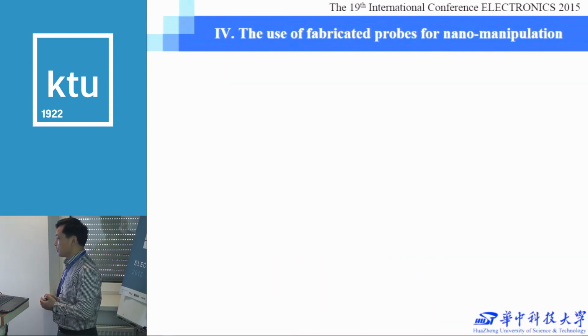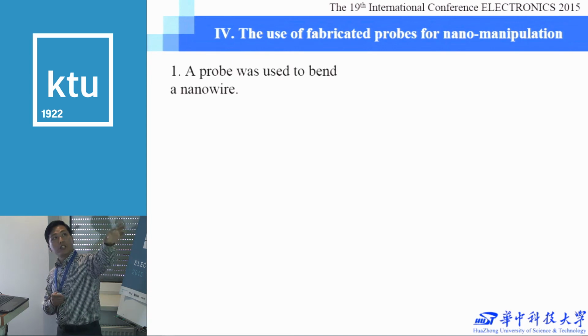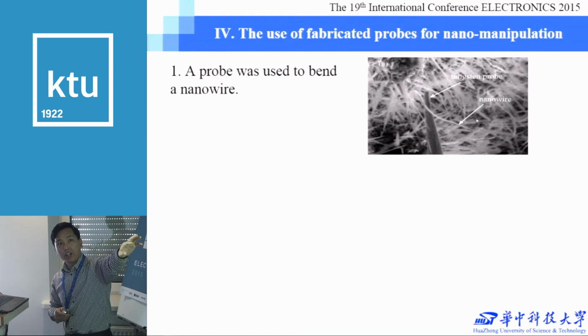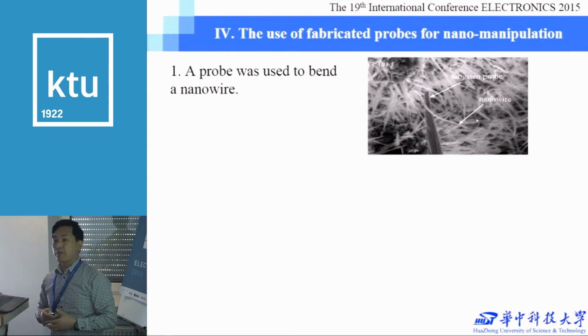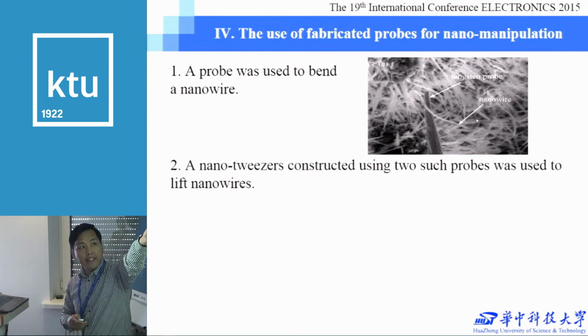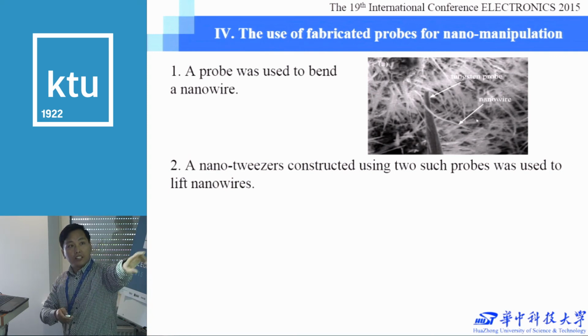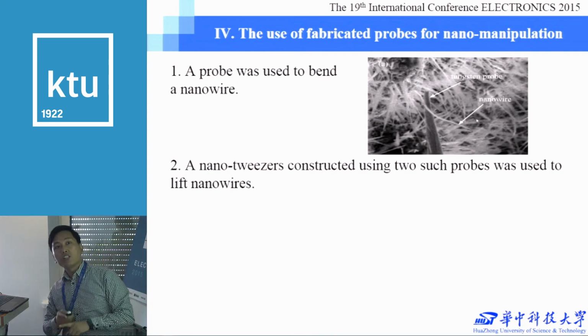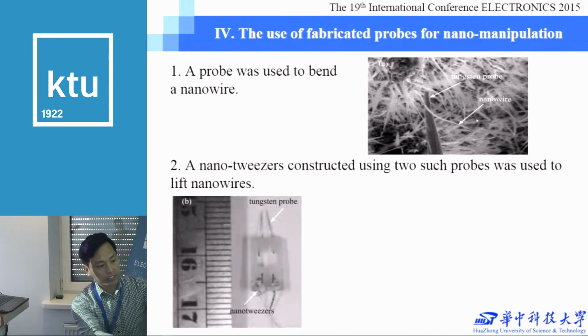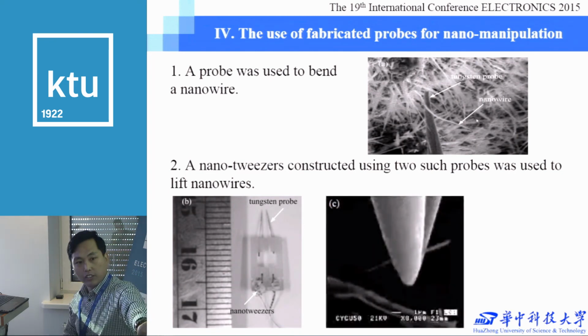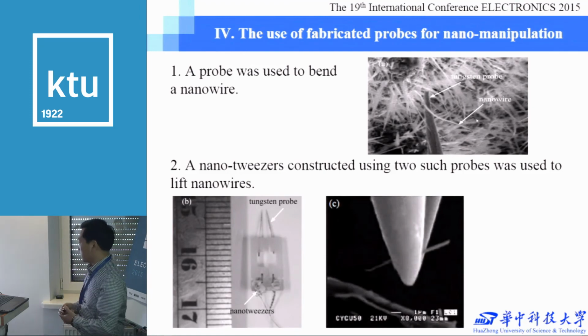And the use of the fabricated probes for nano-manipulation: a probe was used to bend a nanowire. This picture was photographed by us during the experiment. And another, a tweezer constructed with 2 such probes, was used to lift nanowires. This is the tweezer. And we can zoom in like this.